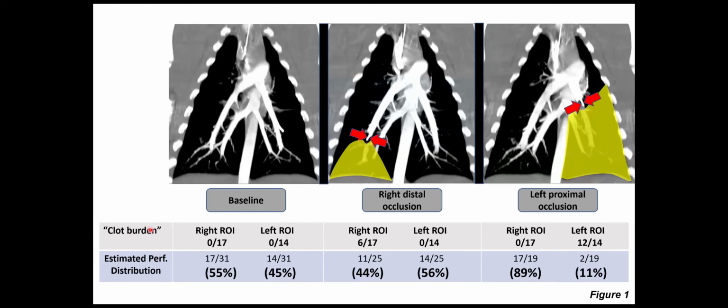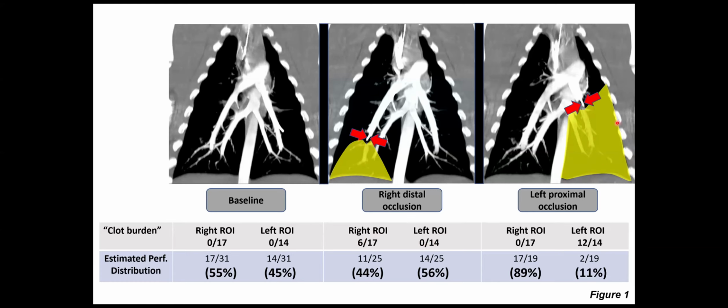Clot burden means you try to estimate the percentage of vessels that are occluded by your perturbation or by your emboli. For instance, in this case, we have 0 and 0. So 0 vessels among 17, 0 vessels among 14 in the left side. But here, we did the counting, and we have 6 vessels occluded against 17 in total for the right lung, and 0 for the left.